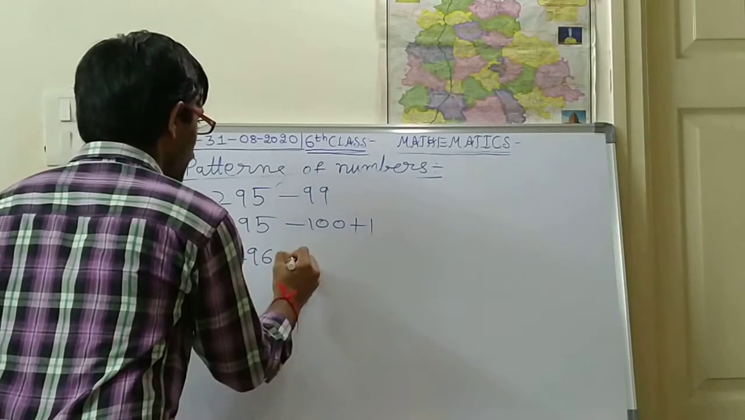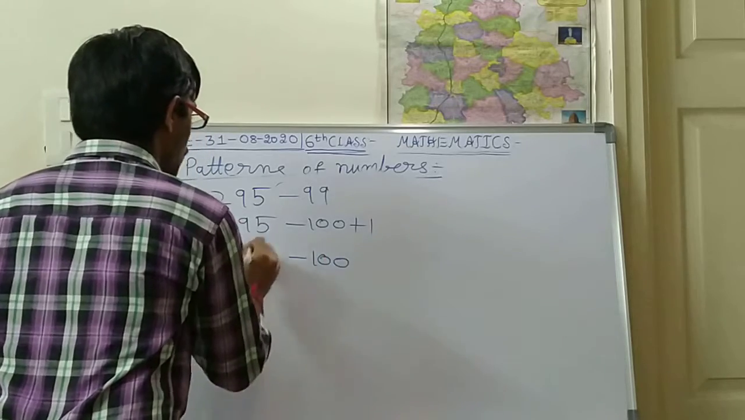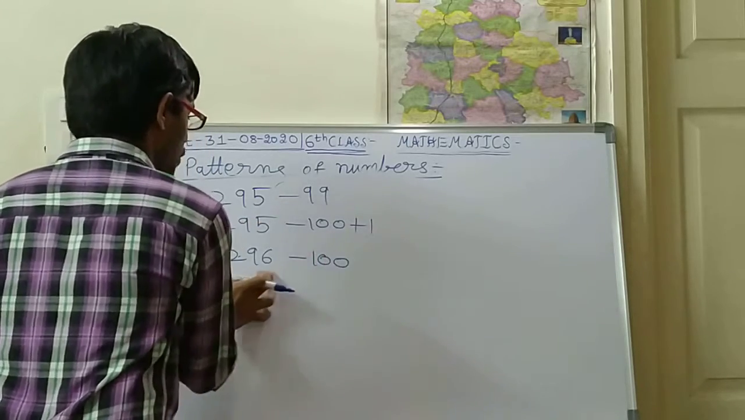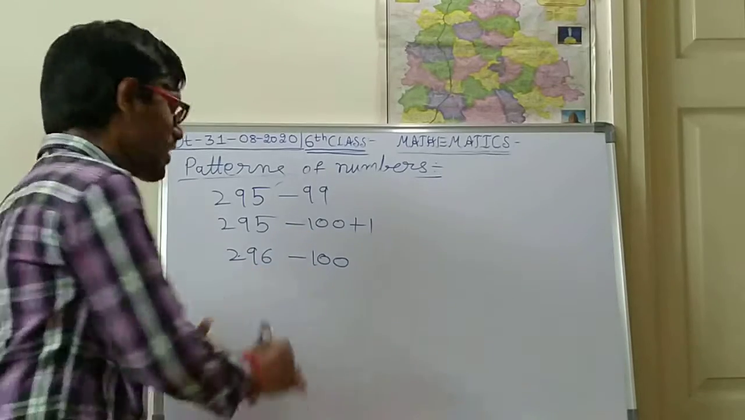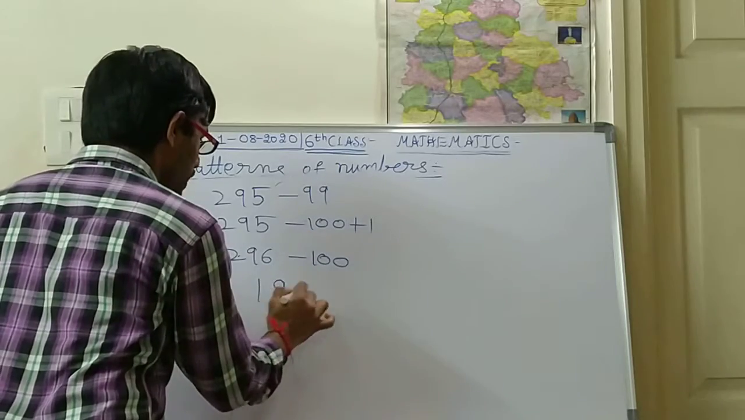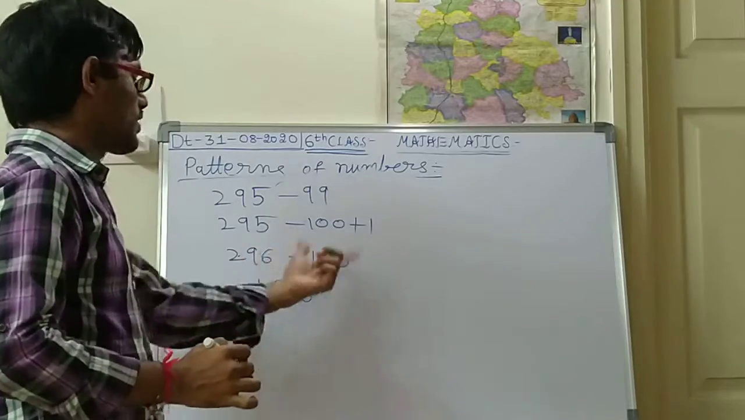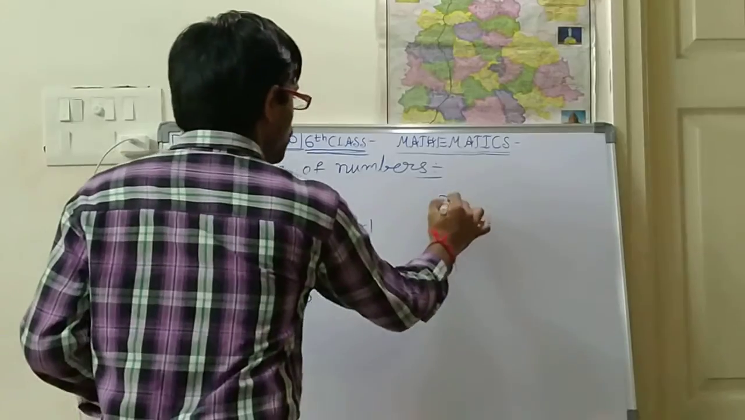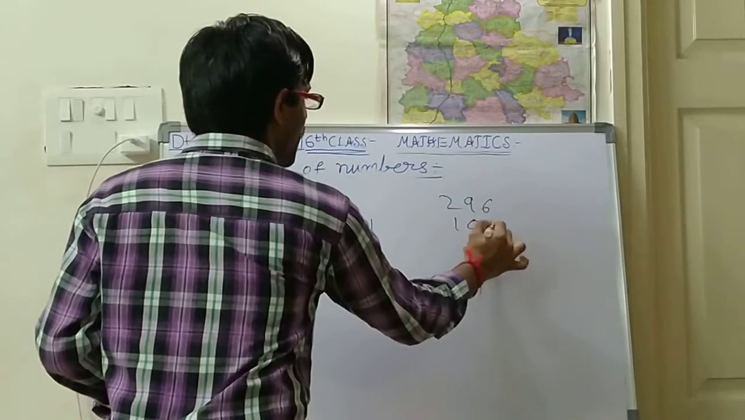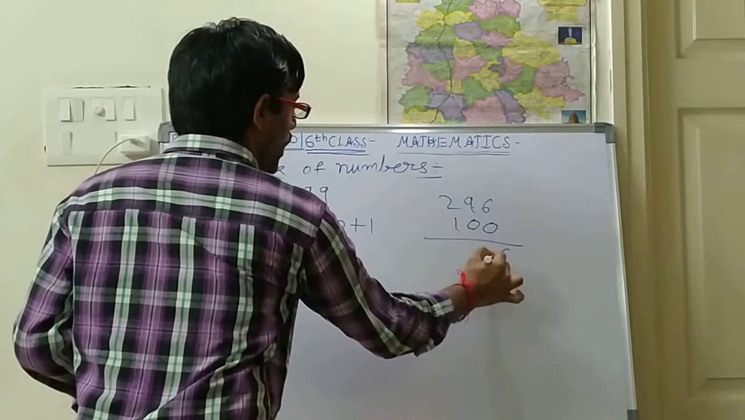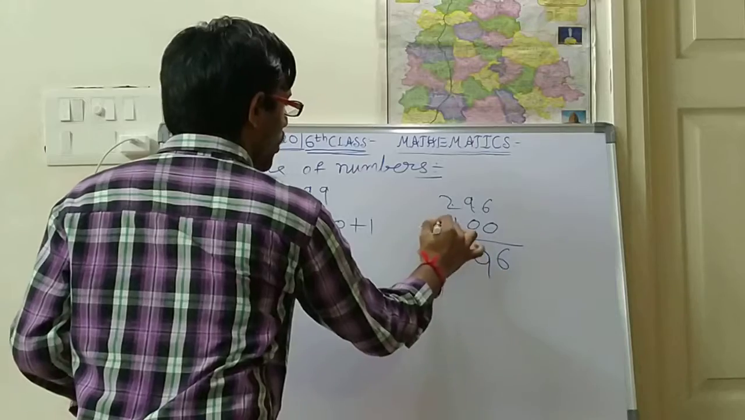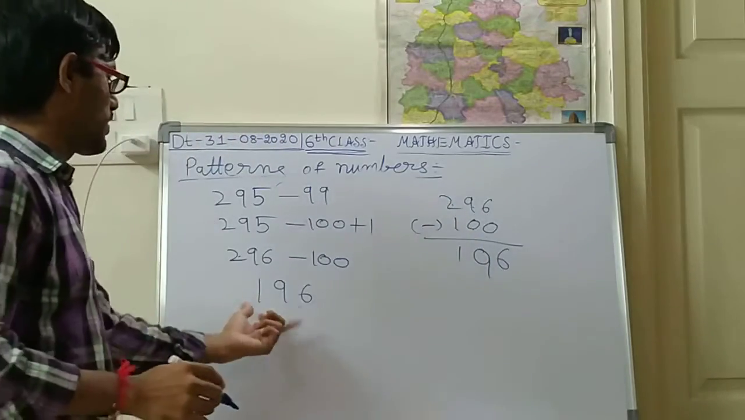296 minus 100. 296 minus 100 is 196. So see, children, 296 minus 100: 6 minus 0 is 6, 9 minus 0 is 9, 2 minus 1 is 1. Okay, so 196 is the answer.